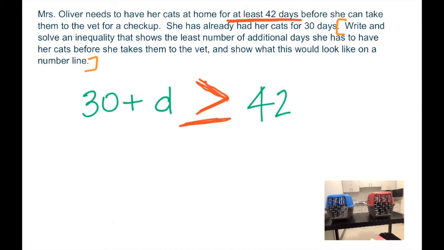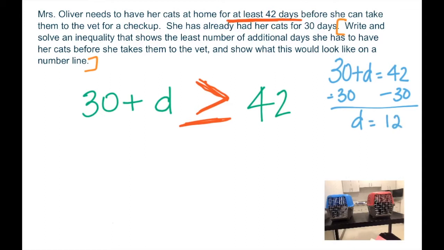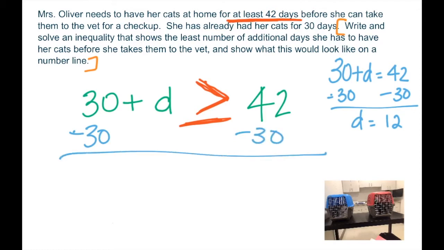If I had the equation, I'm going to write this over here so you can see it. 30 plus D equals 42. Well, I would know to use my inverse operations and subtract 30 from both sides to get D equals 12 in an equation. Well, I can take those same rules and apply them to this inequality. So I'm going to subtract 30 from both sides. And when I do that, I'm left with D is greater than or equal to 12. And what this actually means is I have to have the cats for 12 days or more before I take them to the vet.